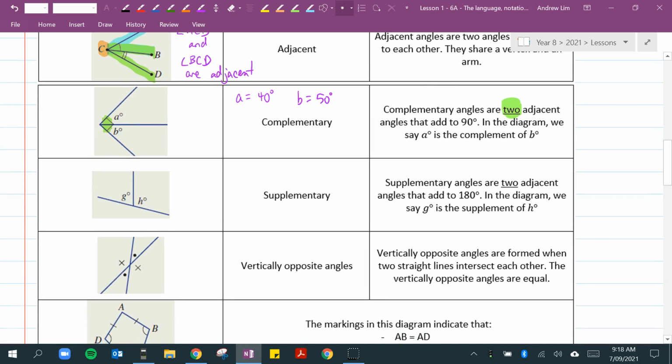Supplementary is very similar, except instead of adding to 90 degrees, the two adjacent angles add to 180 degrees. So here we've got a straight line. A straight line has 180 degrees. So here we can say that G is the supplement of H. Whatever G is, if we add H, we'll add to 180 degrees. So if G was 80 degrees, H would have to be 100, because 80 plus 100 is 180.